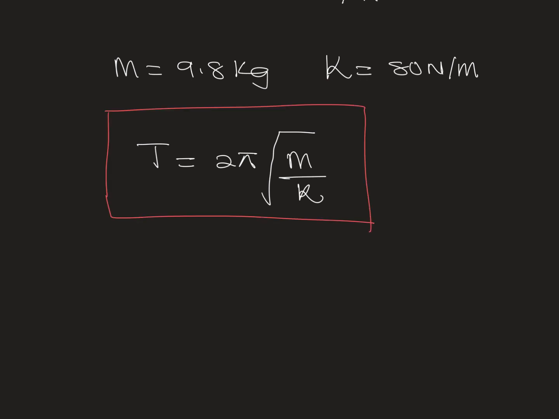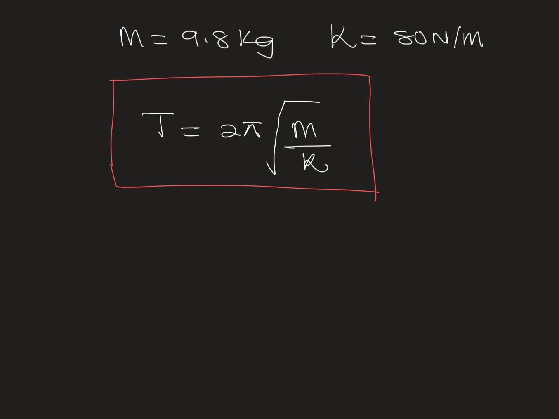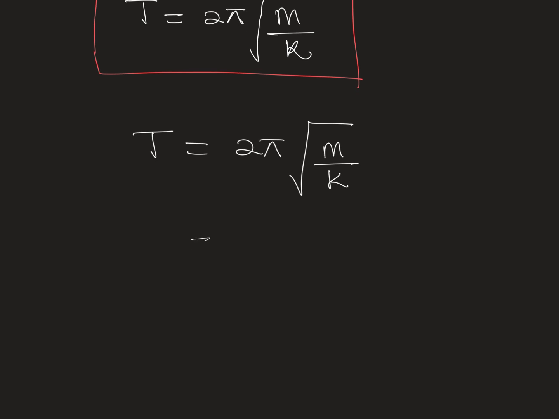The period is equal to 2 pi, the square root of m divided by k. So you should be careful to know where k is a numerator and where m is a numerator for the different formulae of the spring mass system. Using T is equal to 2 pi square root of m divided by k, that will be 2 pi, the square root of the mass, which is 9.8 kilograms, divided by the spring constant, which is 80.